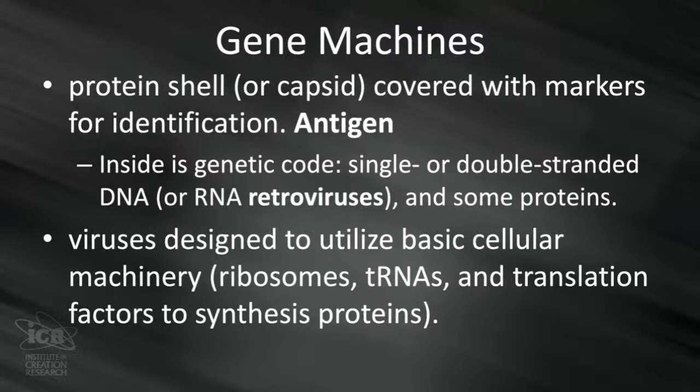Viruses are actually not living. They have a protein shell. They're covered with markers for identification. They're ID tags. They call that an antigen. And inside the virus, we have a genetic code. We have two types, single RNA or double-stranded RNA or DNA. RNA will be retrovirus. And they have some protein. Not much there, but indeed they're very ingeniously designed for what they do.